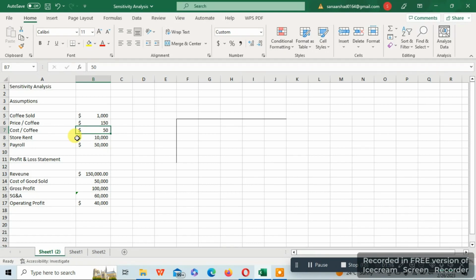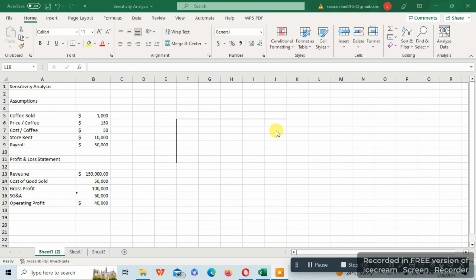We also have our income statement. In the income statement we have the revenue, that is 100,000, and cost of goods sold 50,000, and gross profit is 100,000, and at the end we have the operating profit, that is 40,000.